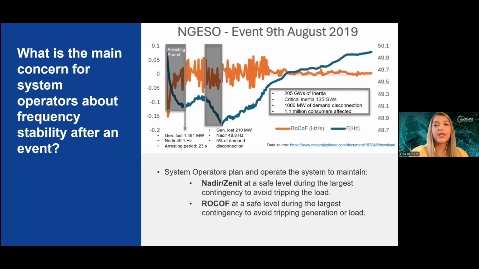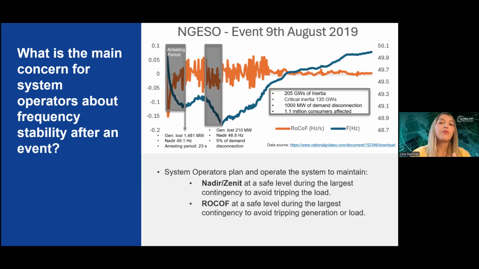So we have here one example of one event in National Grid ESO. So we start to see what happened after they lost 1,400 megawatts. And so at that point, they had one nadir that was 49.1 hertz, and the resting period was 23 seconds. So at that point, they were safe, without any load tripping, and that is the concern of system operators: how to maintain that frequency stable after that largest contingency, so that they are not tripping load and maintaining lights on during that period.